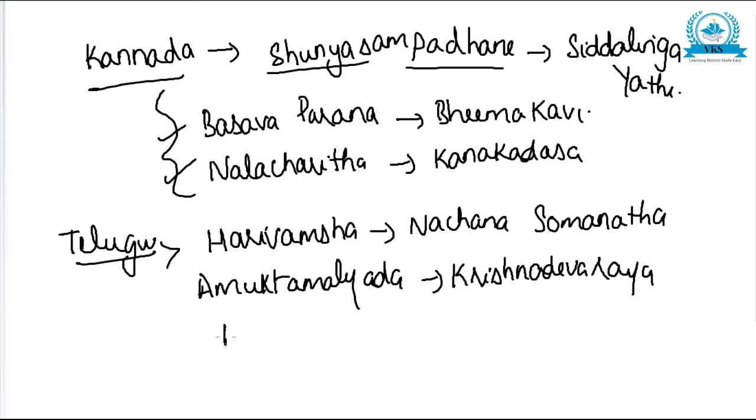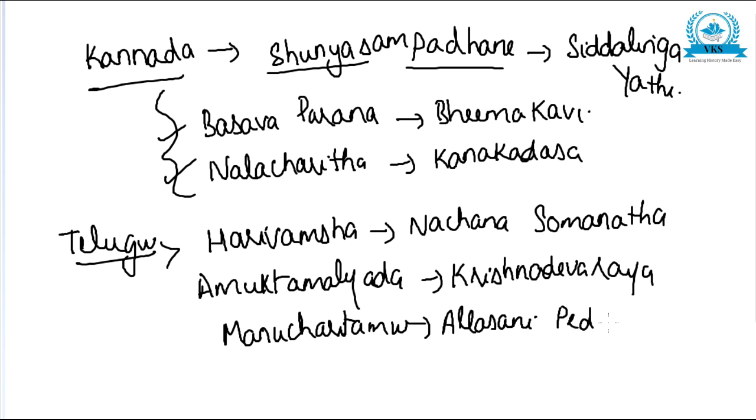And the next important work is Manucharitamu, written by Allasani Peddanna. So all these were some of the important Telugu works: Harivamsha by Nachana Somanatha, Amukta Malyada by Krishna Devaraya, Manucharitamu by Allasani Peddanna. All these were the contributions in the field of literature during the time of Vijayanagara rule.